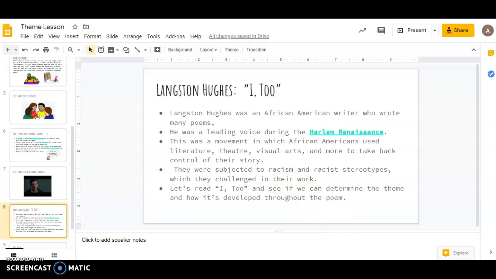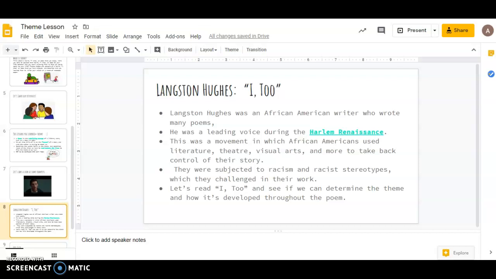After we've watched the videos and had a little bit more practice identifying the theme, we're going to actually take a look at a poem by Langston Hughes called "I, Too" and practice identifying themes in that poem together. So before we actually read the poem, I do want to give students a little bit of background information on Langston Hughes as well as the Harlem Renaissance because he was an influential leader in the Harlem Renaissance.